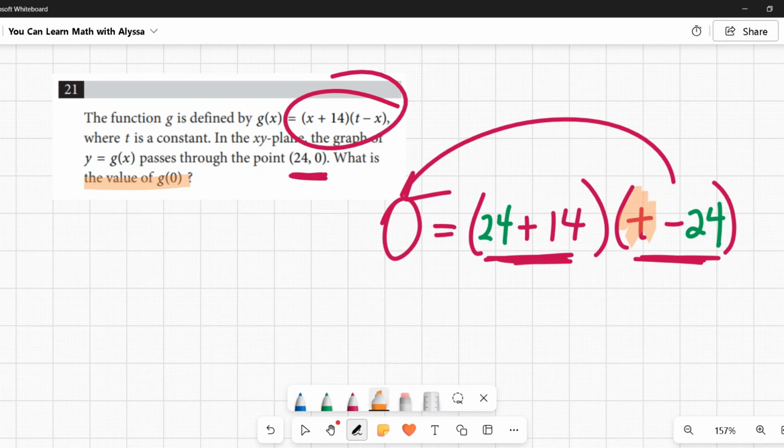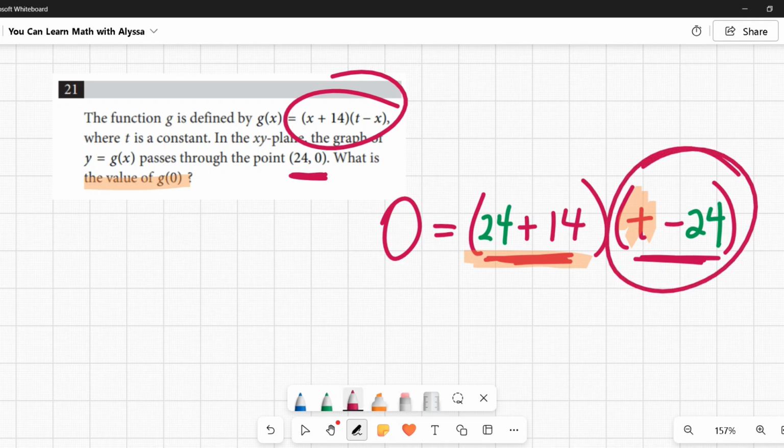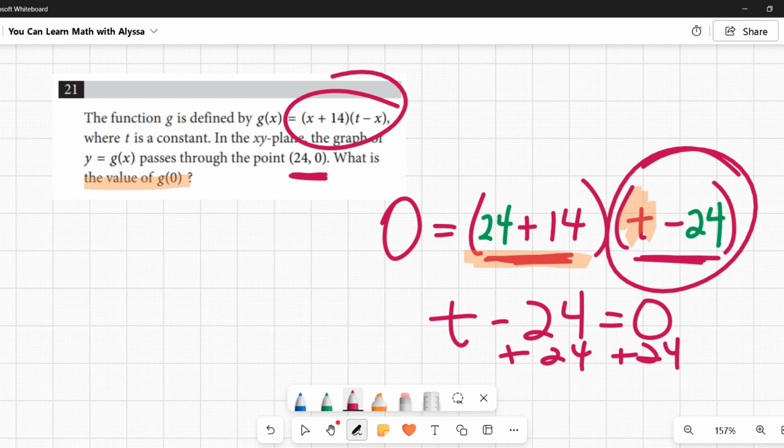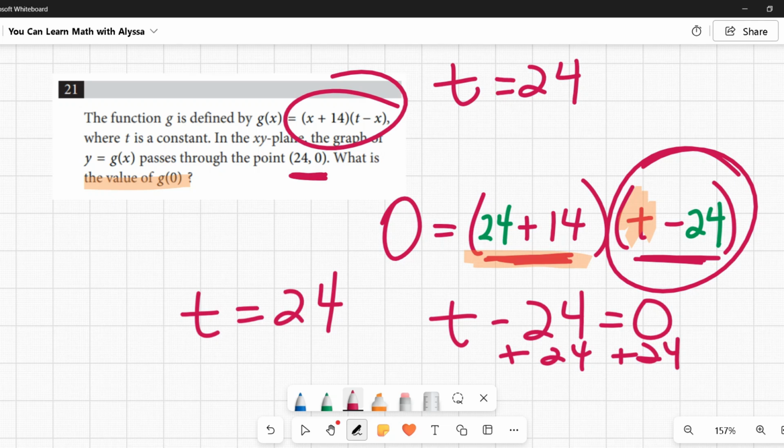Same principle right here. Now look, I know 24 plus 14 is not 0. Even if I don't do that math in my head, I know that's not 0, right? You know it's more than 0. So t minus 24 must be 0, right? And if t minus 24 is 0, what is t? If we add 24 to both sides, we can solve and say t is 24. It's like, okay, that's it. So I'm going to write this up here, that t is 24.